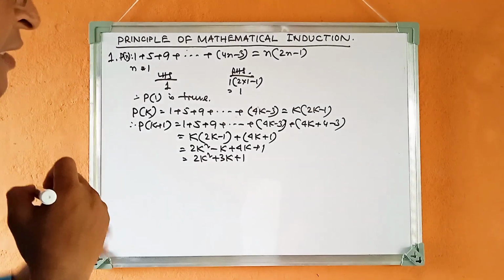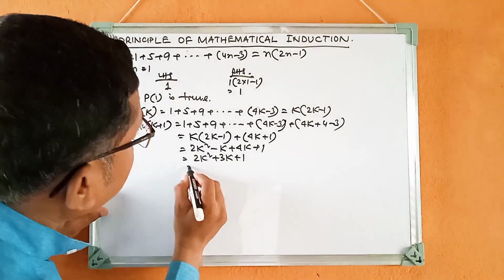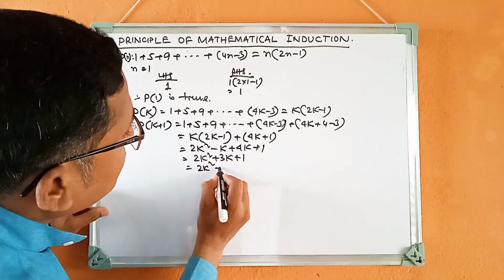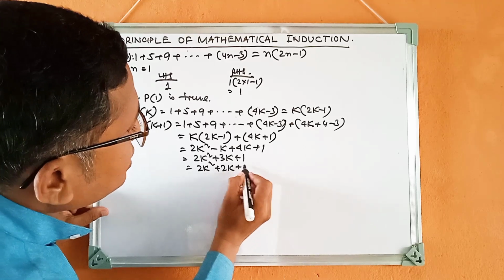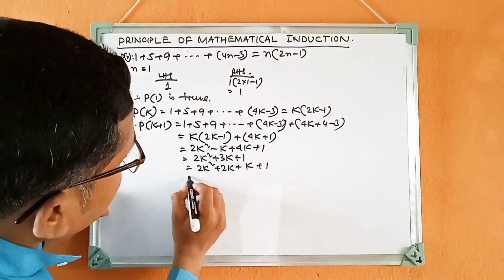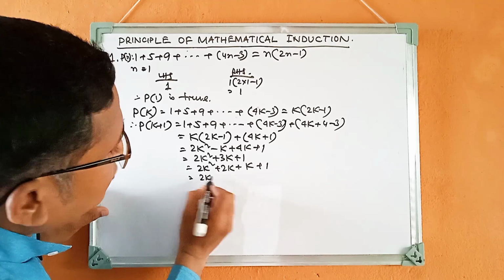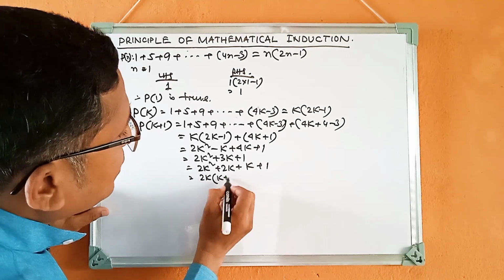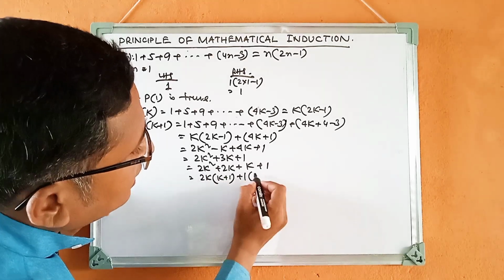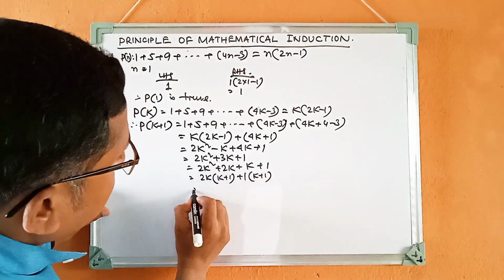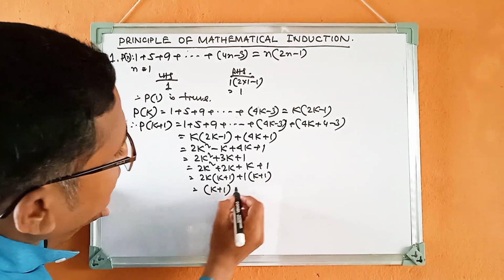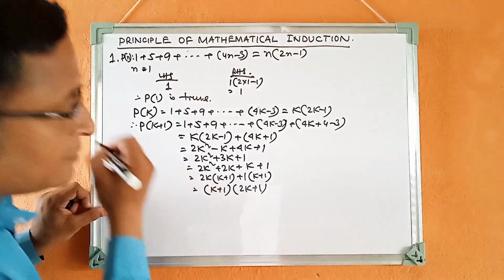Clear? Now using middle term factorization, we get 2k square plus 2k plus k plus 1. So take 2k as common from the first 2, so we get k plus 1. And then take 1 as common, so k plus 1. So their result is k plus 1 and 2k plus 1.